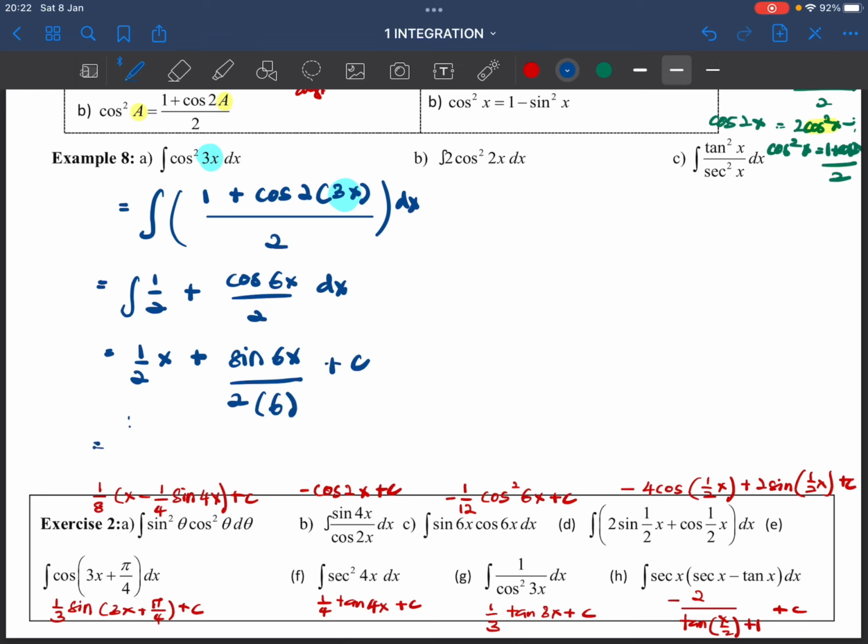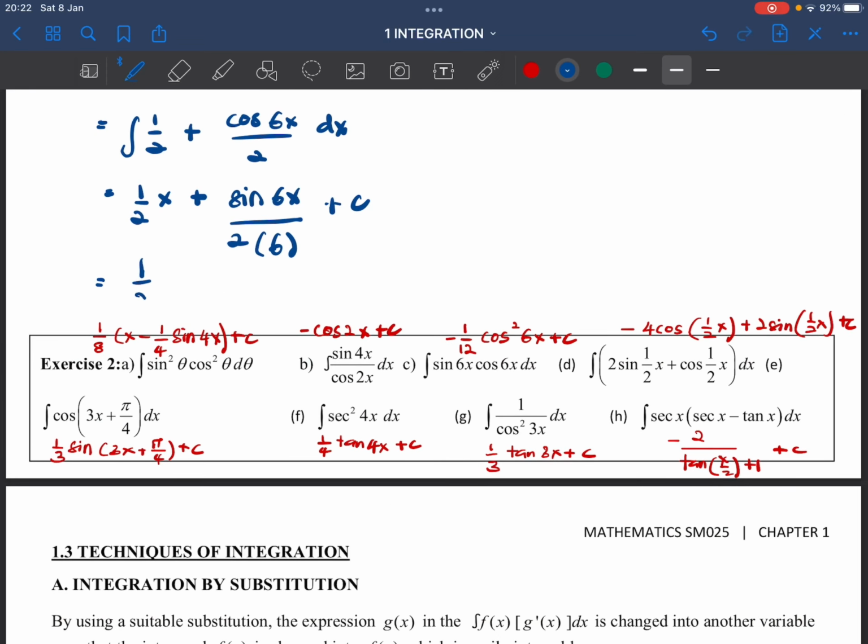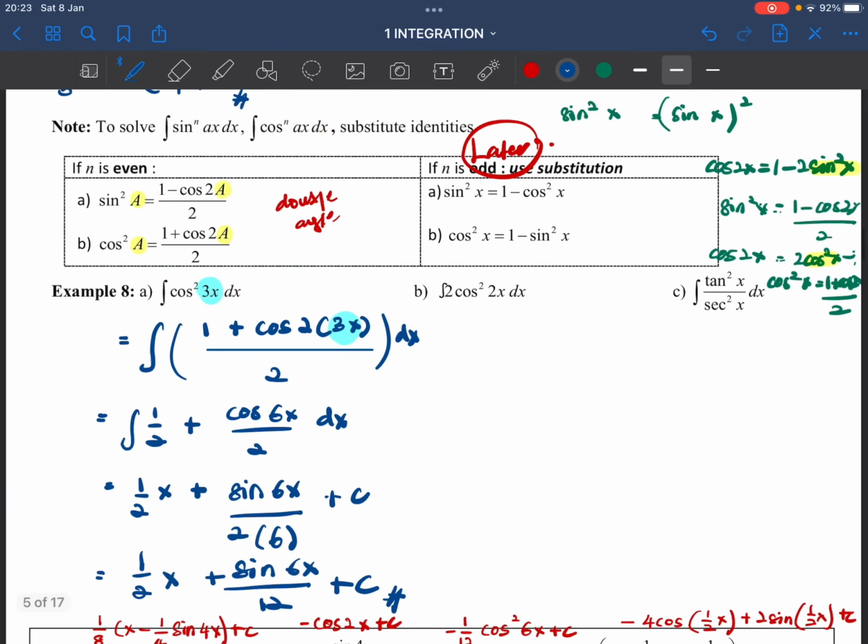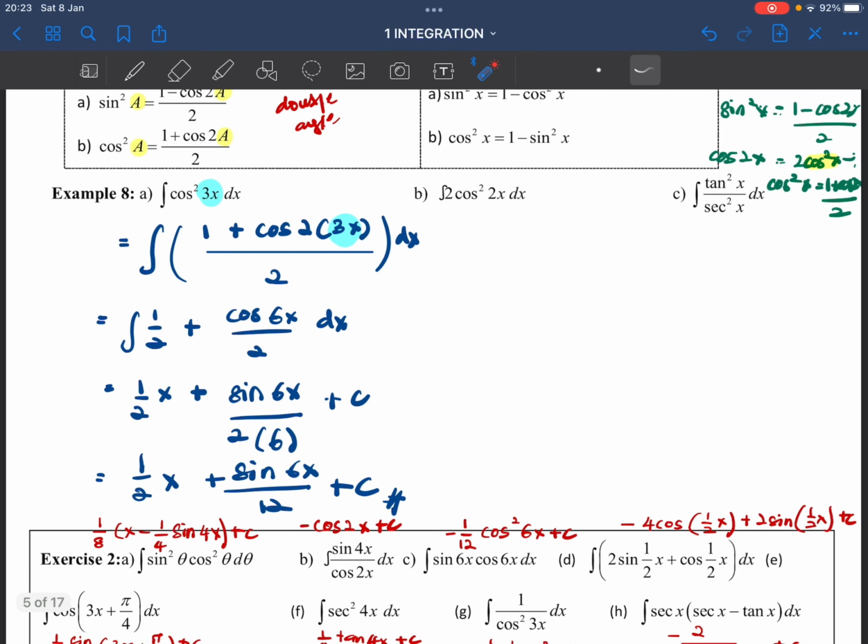So here we will have 1 over 2x plus sin 6x over 12 plus c. So basically, okay, let's do question B.